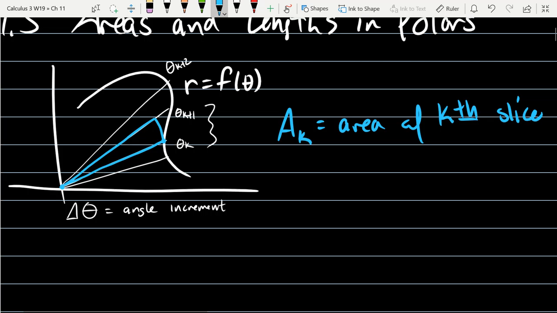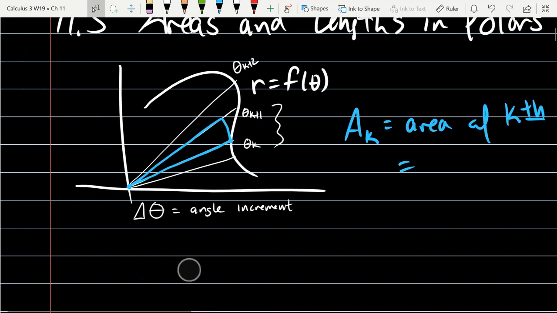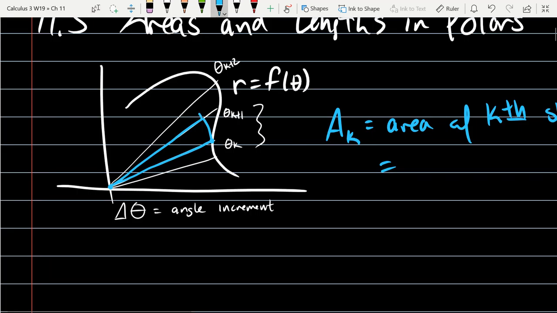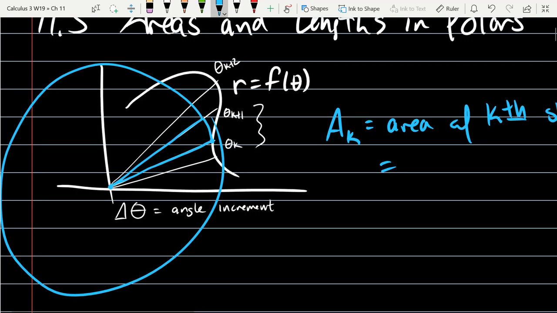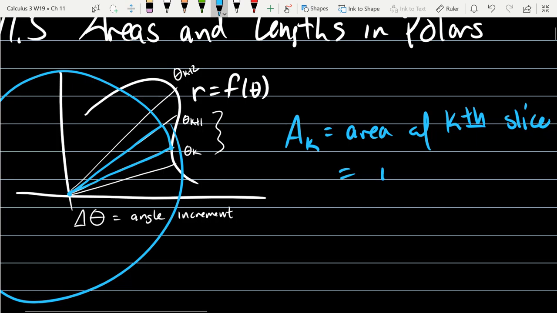Integral. We don't need an integral for this. It has a really nice shape. So let's start out. What's the area of the full circle, the pizza that this came from? Pi r squared. So that's the area of the pizza that this piece came from.